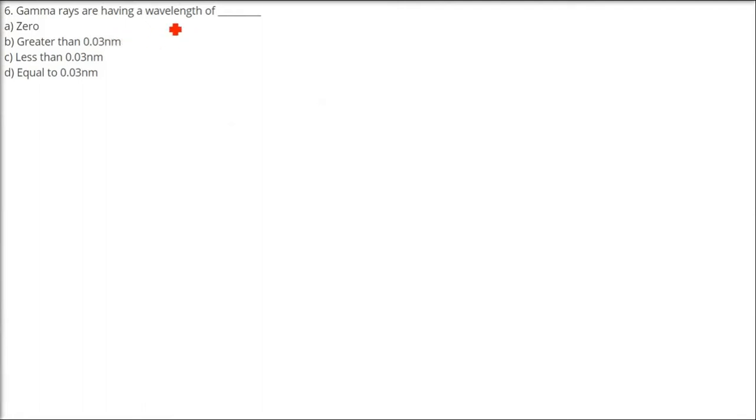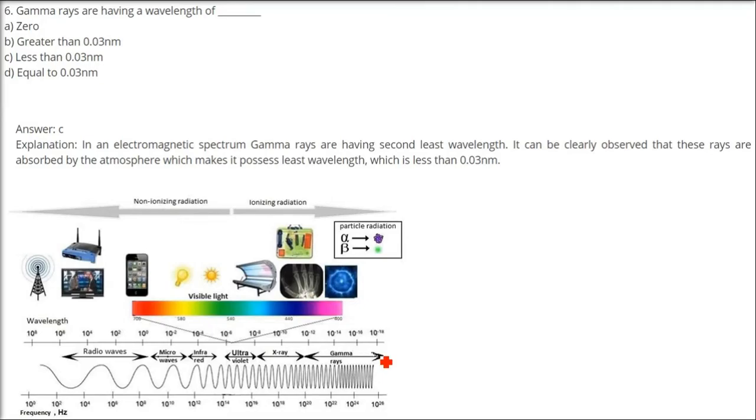Gamma rays are having a wavelength of dash. Now the answer here is C, but it is not also correct. Why? I'll just show you. Gamma rays, the range is what? Somewhere 10 to the power minus 12, it goes up to 10 to the power minus 18, right?